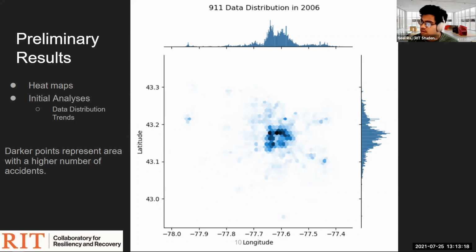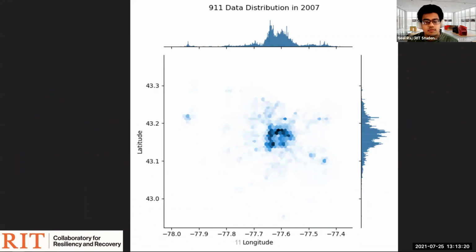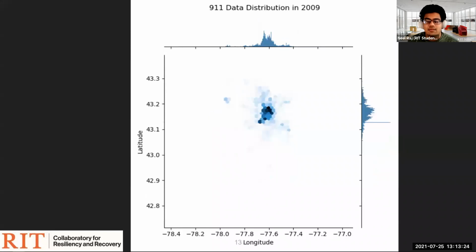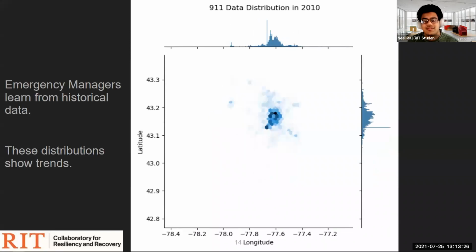So in 2006, 2007, 2008, 2009, 2010. From all the graphs across 2006 to 2010, the majority of the accidents in Monroe County occurred between 43.1 and 43.2 degrees latitude and negative 77 degrees and negative 77.5 degrees longitude.